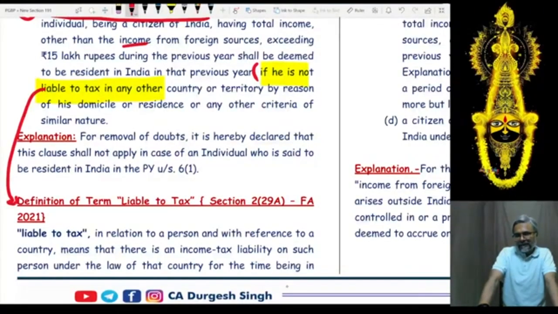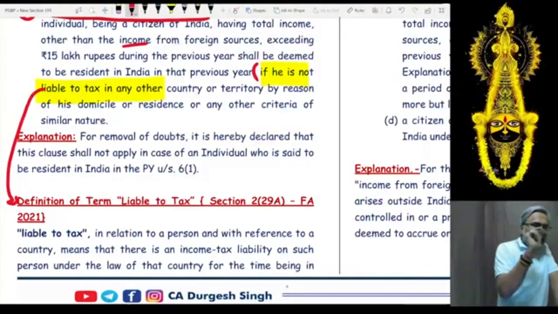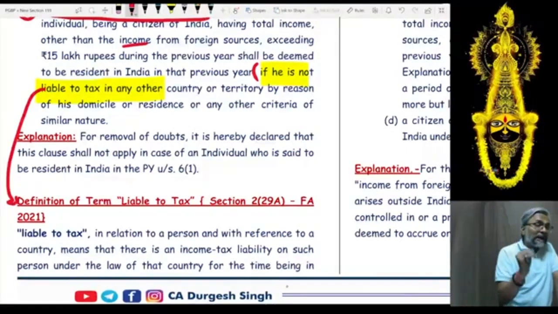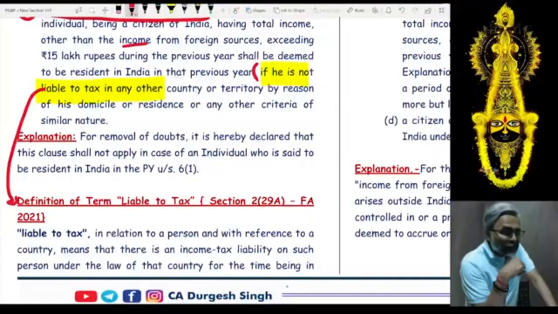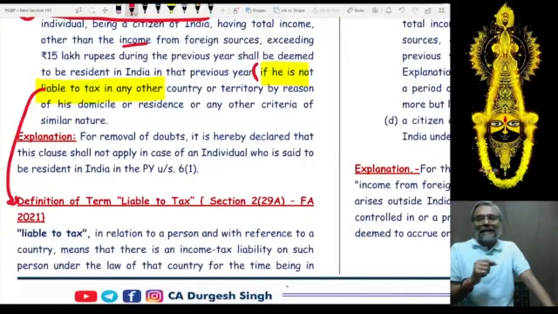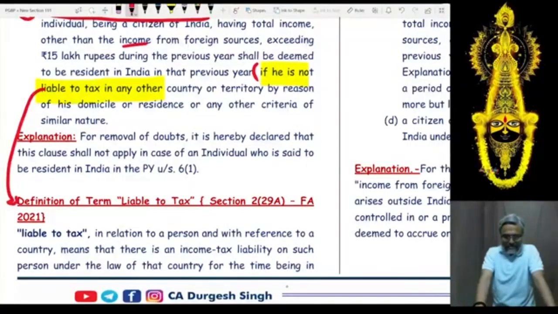That is the question to all of you. Is he liable to tax in that country X, students? So again I'm repeating, he has earned an income in country X. That is the income that he has earned. Thereafter, he is eligible for an exemption in that country X. So what is my question? Is he liable to tax in country X? This is my question to all of you.